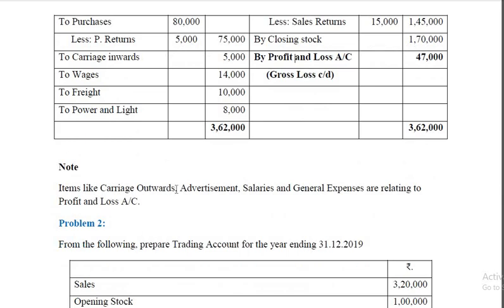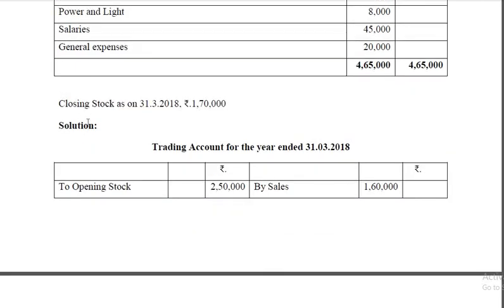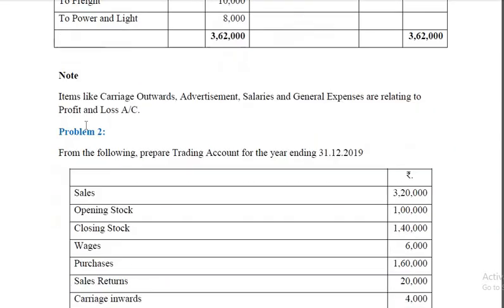So items like carriage outwards, advertisement, salaries, general expenses, and even, I forgot, there is an item capital. These are not relating to trading account. Some are relating to profit and loss account, and the capital is relating to balance sheet. Okay, that's about the first problem.